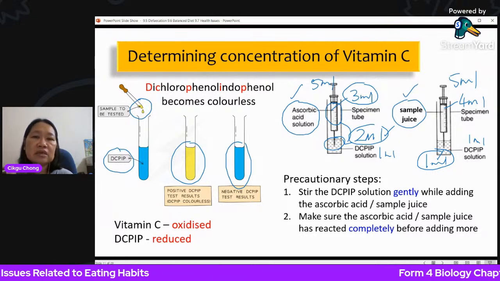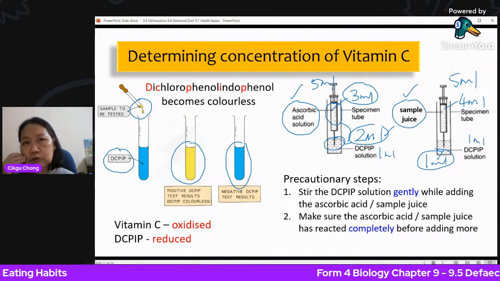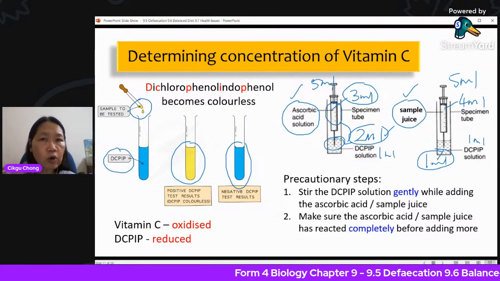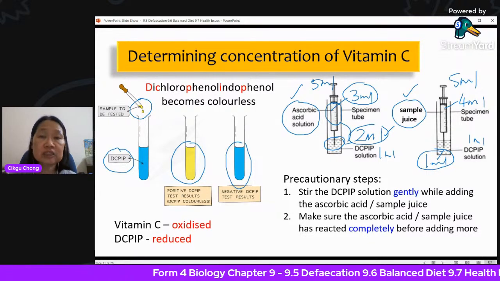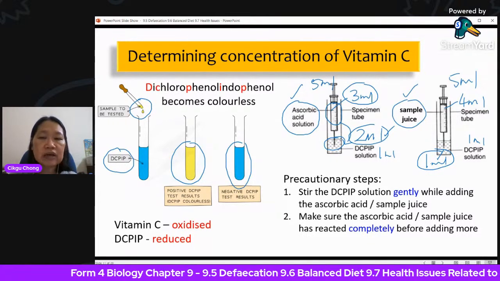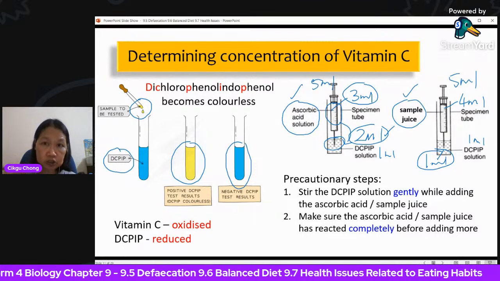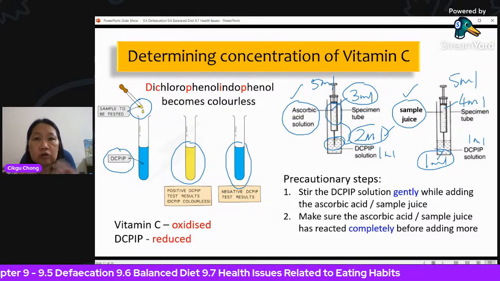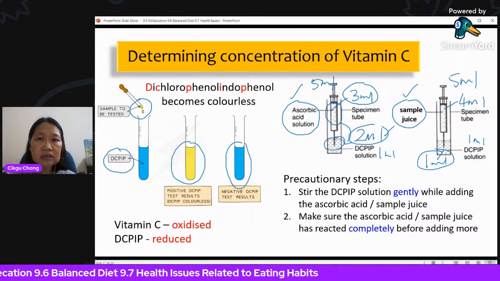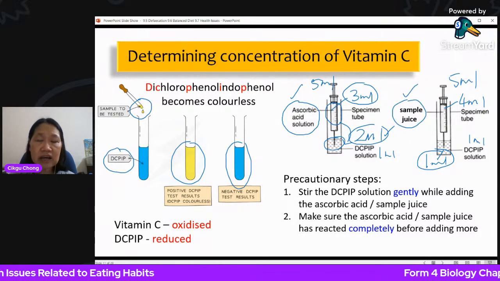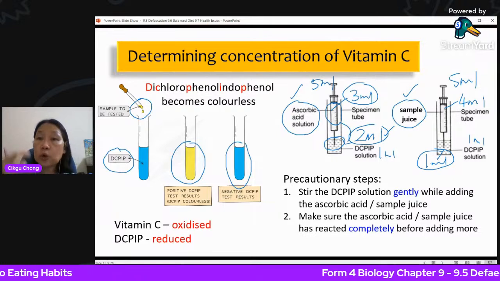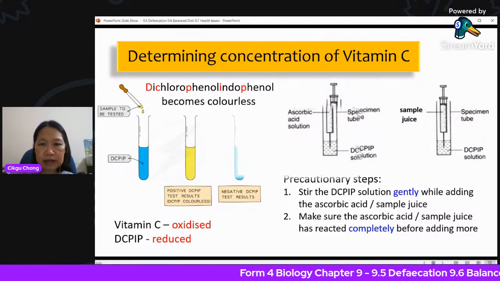Okay, this requires a bit of skill actually. You only acquire the skill by carrying out the experiment. I'm sure your teacher will let you do it. So you add in slowly, stir it until you find no more changes. If it's still blue, that means your DCPIP is still not colorless yet. Add in some more slowly. Okay, let's go on to the next part.